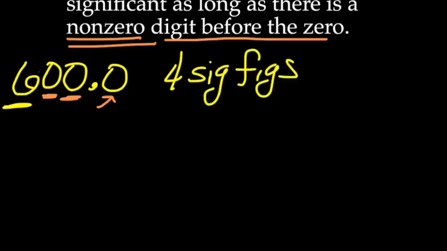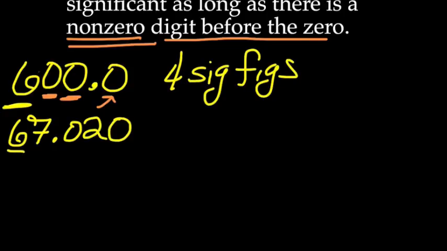Okay, let's try 67.020. Okay, the 6, the 7, and the 2 are all significant because they're non-zero digits. How about this first zero here? It's between two non-zero digits, so it's also significant. And this last zero here, it's after a decimal, and there's a non-zero digit before the zero, so it is also significant. So this particular problem has 5 sig figs.